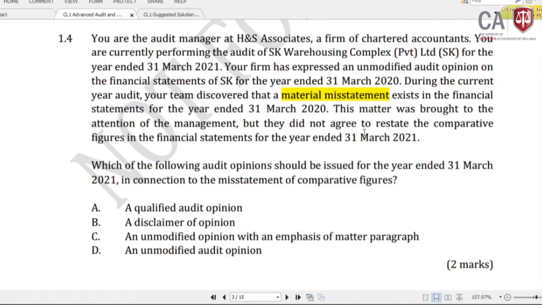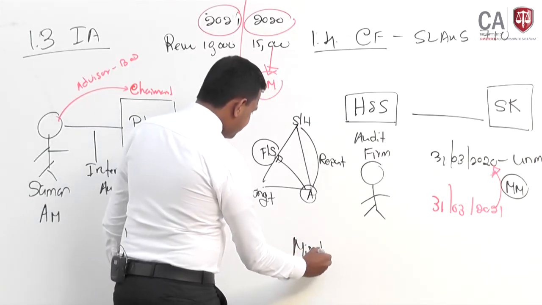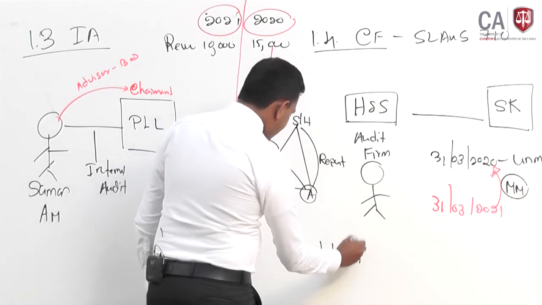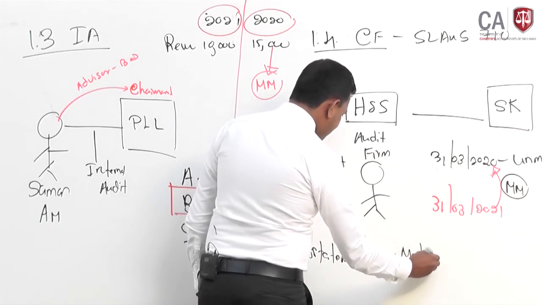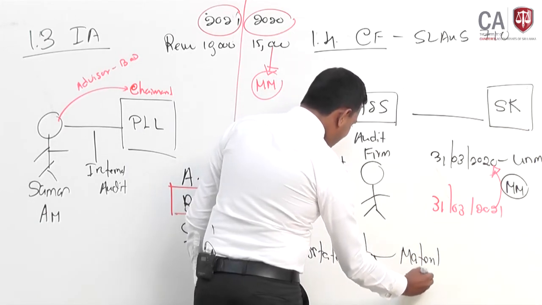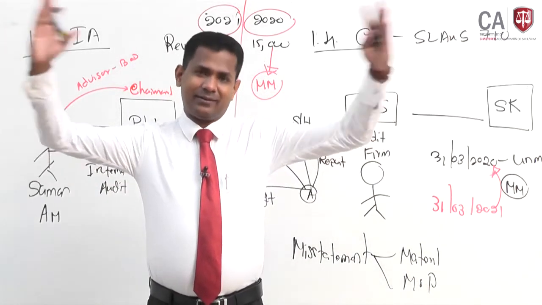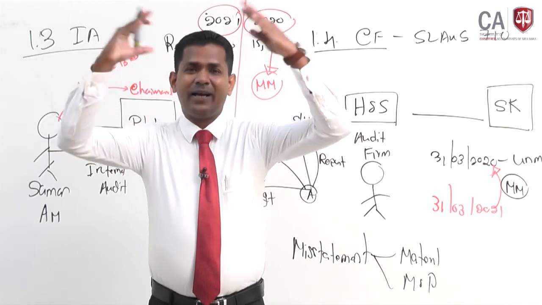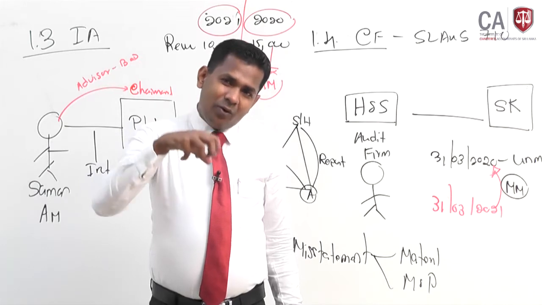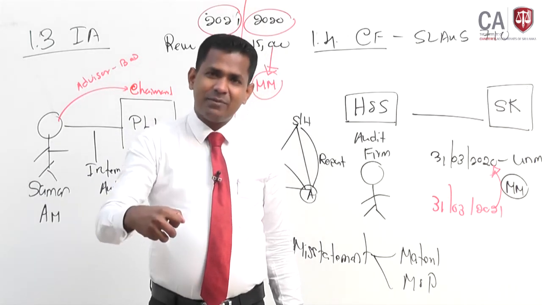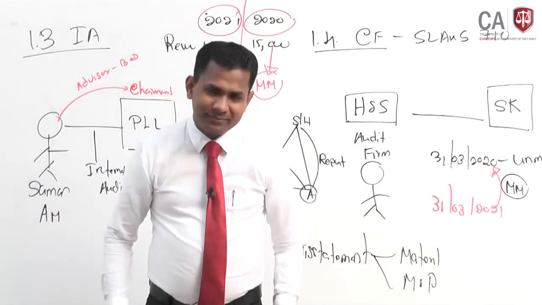So you need to see, I'll write here because we are on question number 4. If there is a misstatement, we need to see whether such misstatement is material, or material and pervasive. So pervasiveness means what? Pervasiveness is a very large impact where the shareholder's attention on the entire financial statement is diverted. So that has a huge impact.